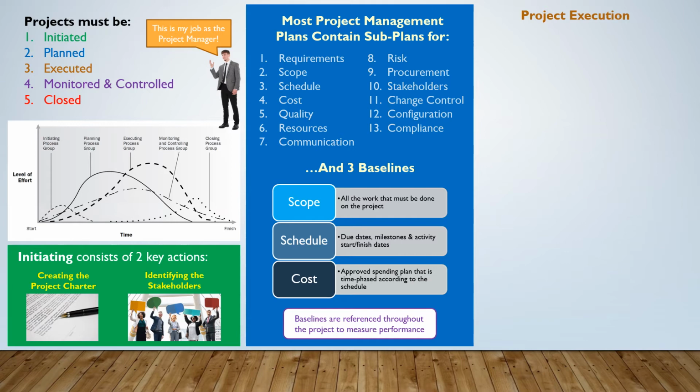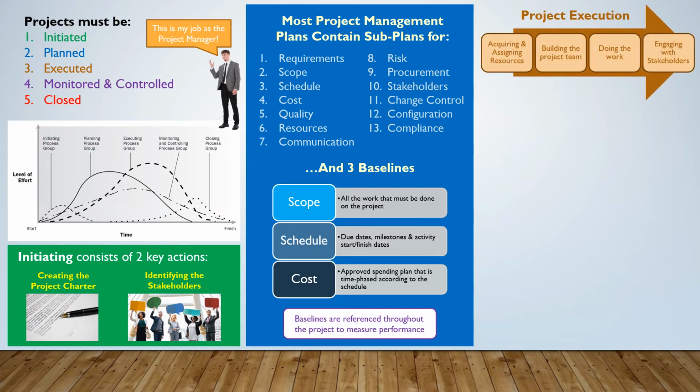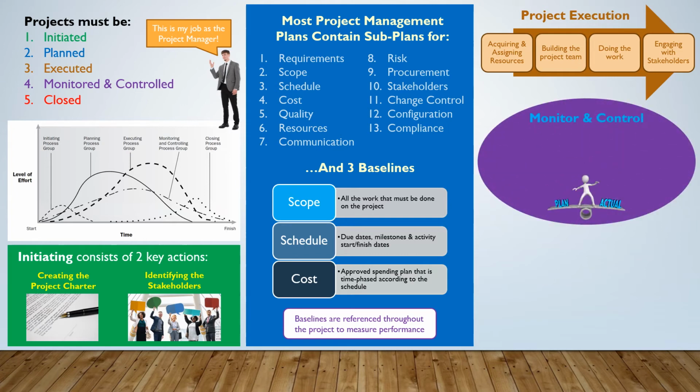So once you've got a good plan for how you're going to do everything on the project, you need to execute that plan. And that involves these 4 basic things. We have to acquire all the resources we need and assign them to their job tasks. We need to build out the project team so that they work cohesively together to get the work done. And carrying out the work, doing all the work that's in the project management plan, and also engaging with stakeholders, which means we're always working with people and trying to gain and maintain their support for our project.